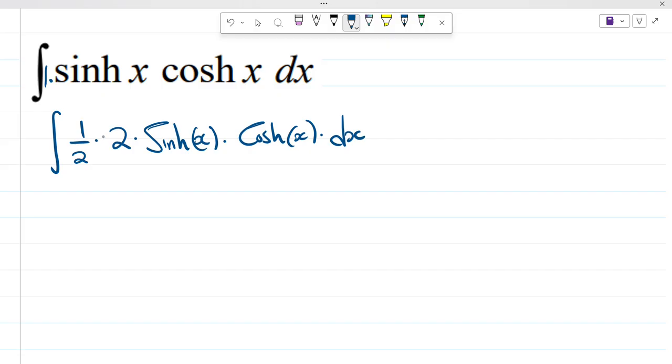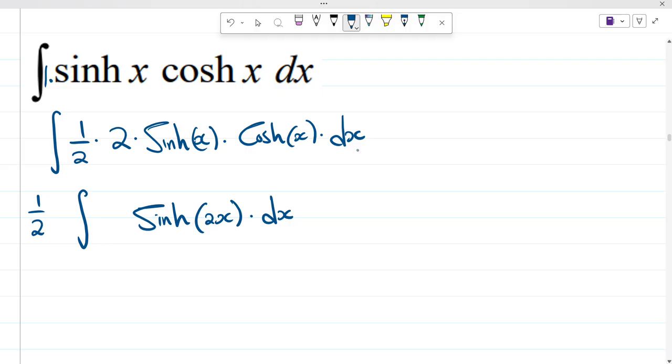But then I can make use of 2 hyperbolic sine of x, hyperbolic cos of x. You understand? That's going to be the double angle. So I'm going to take this 1 over 2 outside the integral, and then I'll be left with 2 hyperbolic sine of x, hyperbolic cos of x dx. That's the double angle, right? That one is the double angle of sine. So that's going to be the hyperbolic sine of 2x dx, like this.